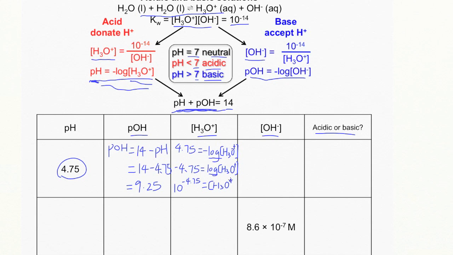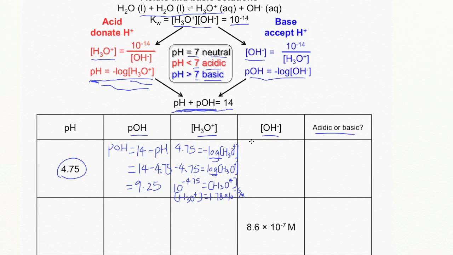Sorry, this is not 4. This is plus sign. Okay, so it equals 1.78. So the hydronium concentration, okay, equals 1.78 times 10 to the negative 5 mole per liter. This is how we find out the hydronium concentration.